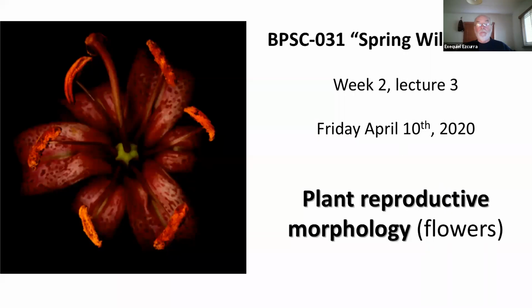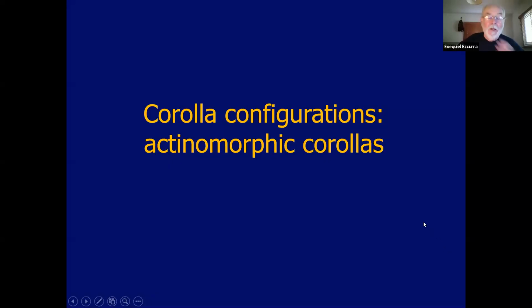So let me share a screen, and we'll start with plant morphology. Sorry, that was the wrong screen share. This one now. Sorry about that.